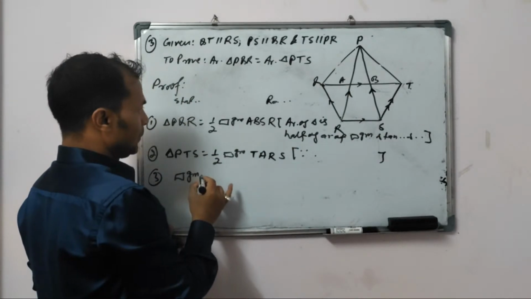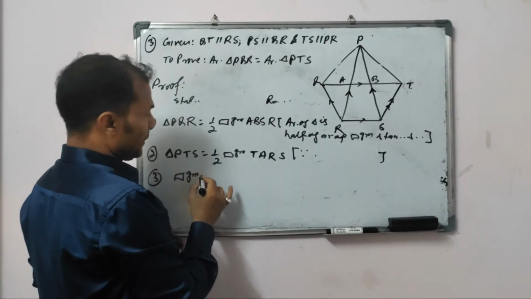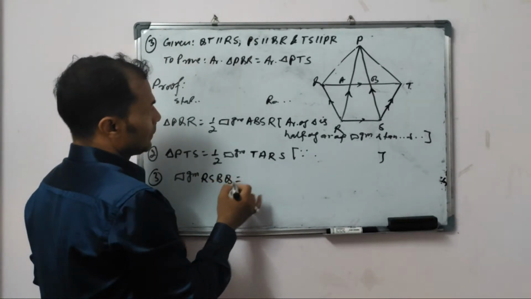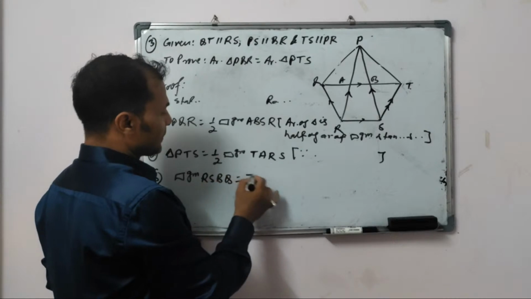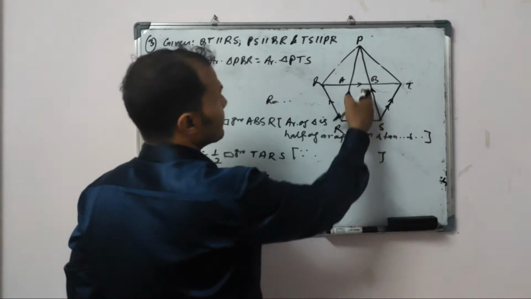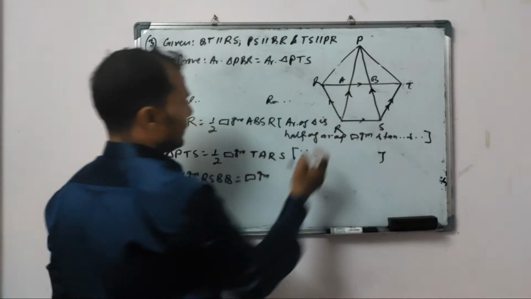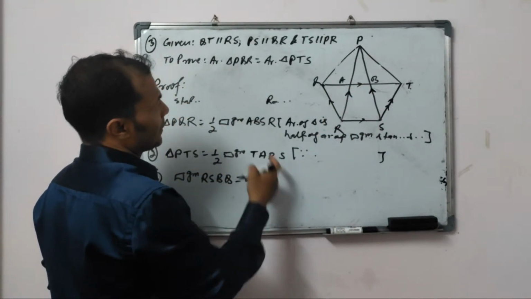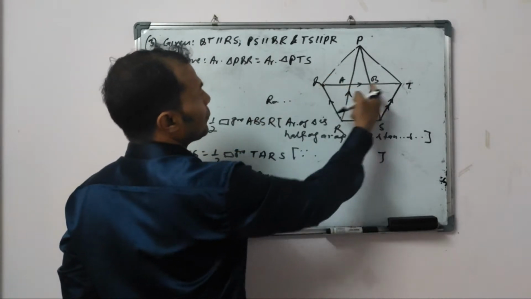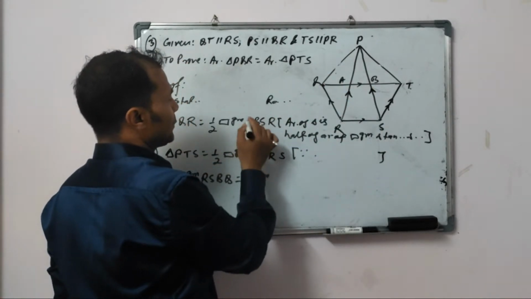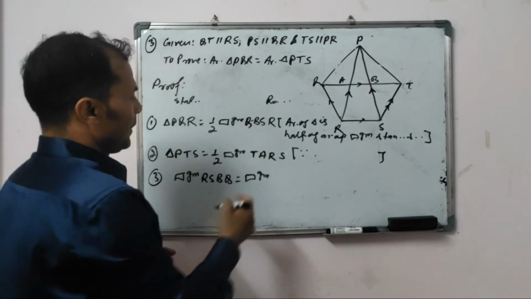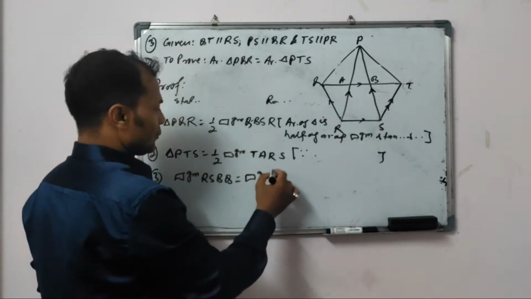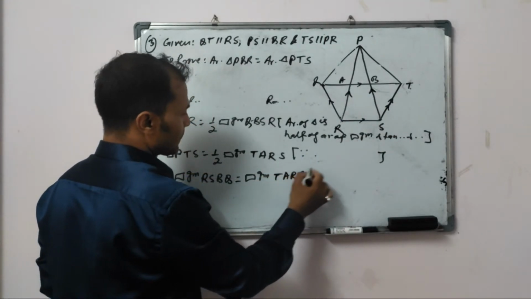So the area of parallelogram RSBQ is the same as the area of parallelogram RSTA. This triangle is half of QBSR. Pardon me, here it should be Q, okay? QBSR. And here, this triangle is half of parallelogram TARS. Okay, correct. So parallelogram TARS.